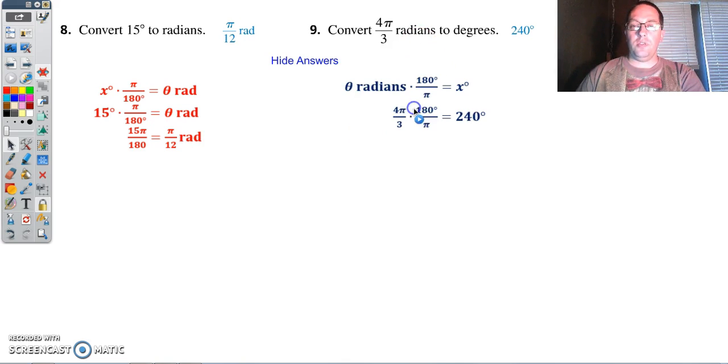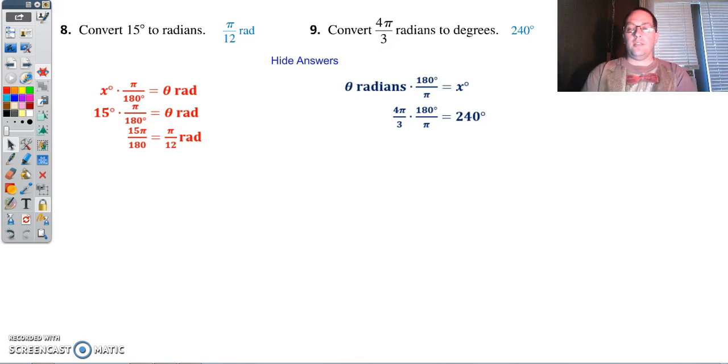Over here for the degrees, we're going from radians to degrees. So we take our radians times 180 over pi. And so the pi's cancel out. 4 times 180 divided by 3 is 240 degrees.